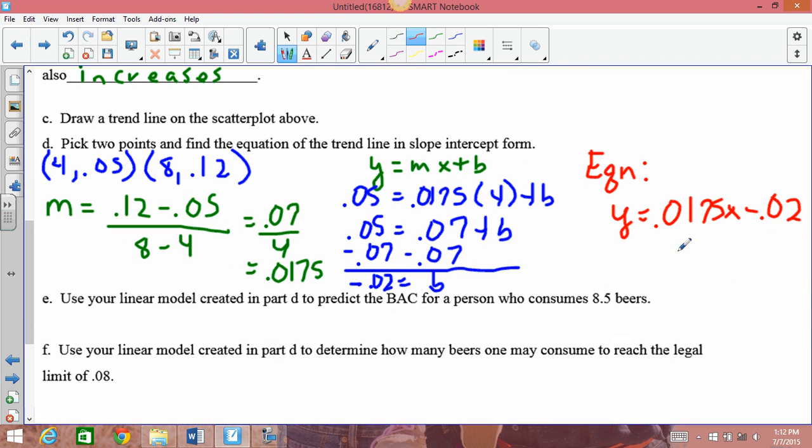That allows you then, now that you have this equation, to do something very similar to what we've done before. So once you have the equation that you've created this time, you can use this linear model, exactly what we just found here, to predict a person's blood alcohol concentration. Remember, the blood alcohol concentration here is being measured on the y-axis, so you're trying to find y. When a person consumes 8.5 beers, that's your x. So substitute 8.5 in for x. So you'd be putting this in your calculator, 0.0175 times 8.5 minus 0.02, and you should find that they would have approximately a blood alcohol concentration of 0.13.